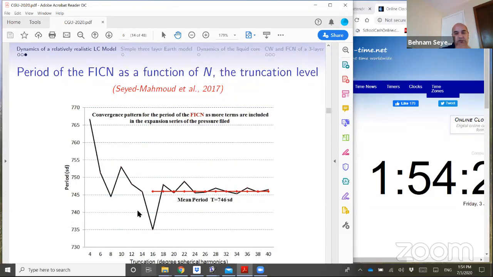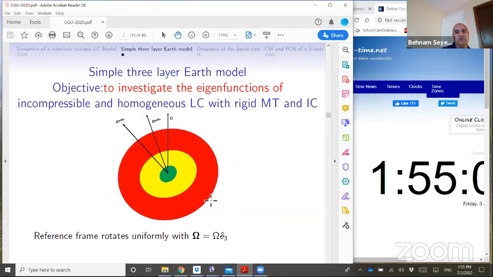This is from a paper from 2017. You can see that previously the solutions were truncated in this area, at 3 or 4 terms, and I think one person included 5 terms. And you can see that we included all the way to 40 terms. The period of free inner core nutation never converged. It just gets closer and closer to this average value, but it never converges. So we decided to have a look at the eigenfunctions to see why that is.